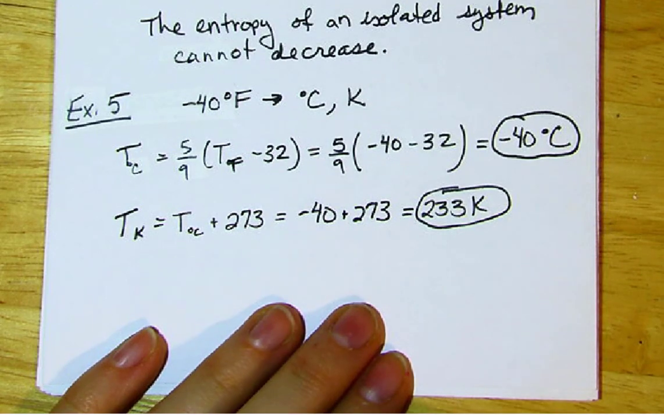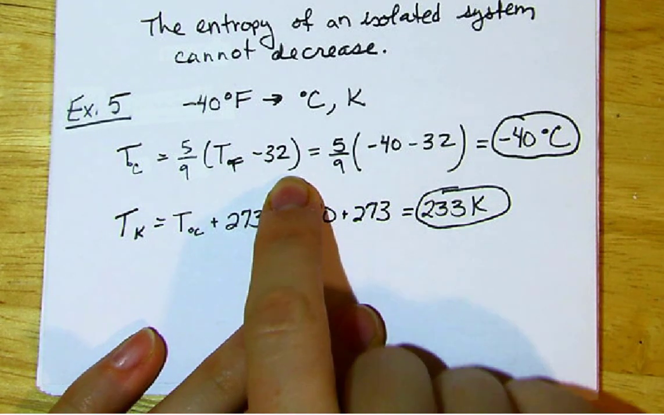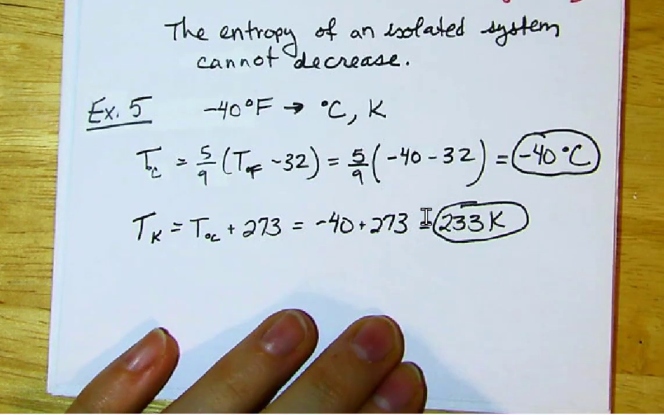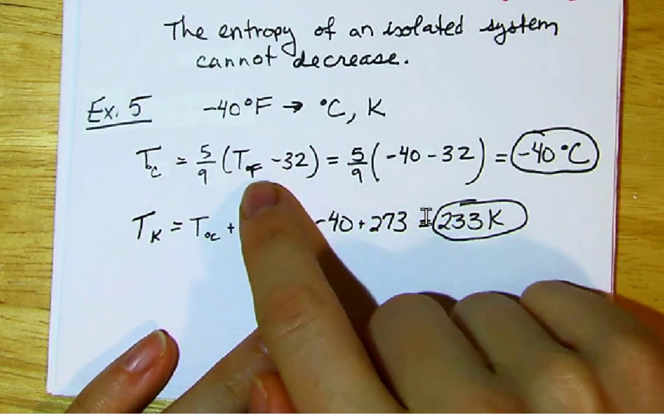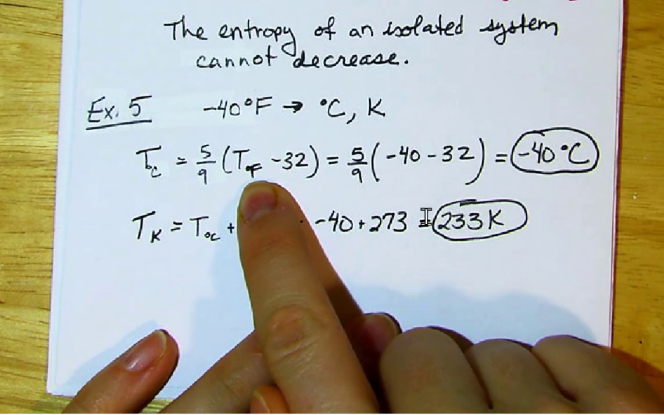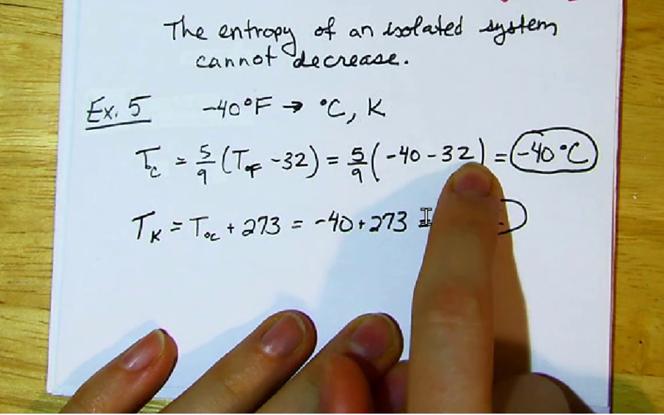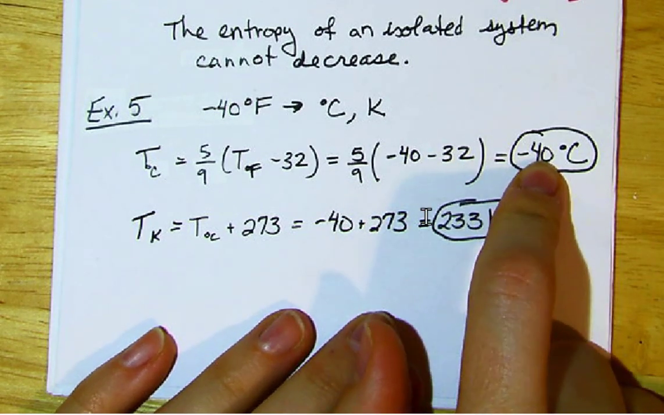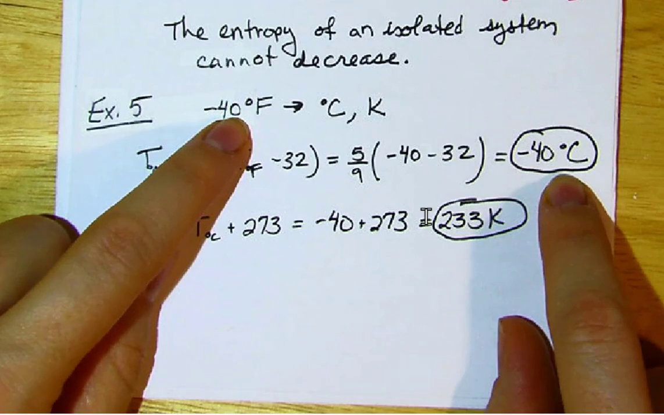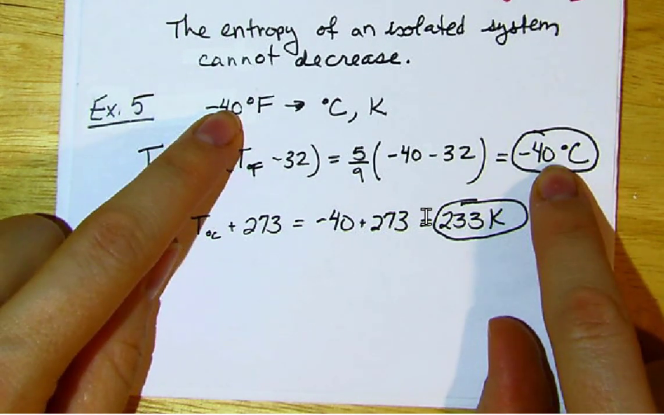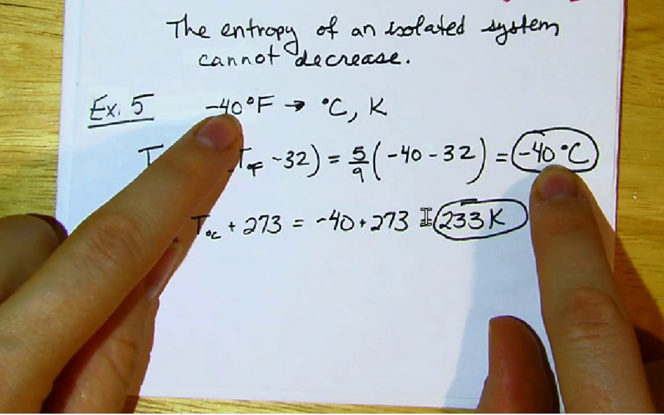I got this equation from your book. So we do 5/9 times the temperature in Fahrenheit, which I'm going to plug in negative 40, and subtract 32. You crunch it all out, and we get negative 40 degrees Celsius. But negative 40 is the only temperature where these two scales agree. If it's negative 40 in Fahrenheit, it's negative 40 in Celsius.